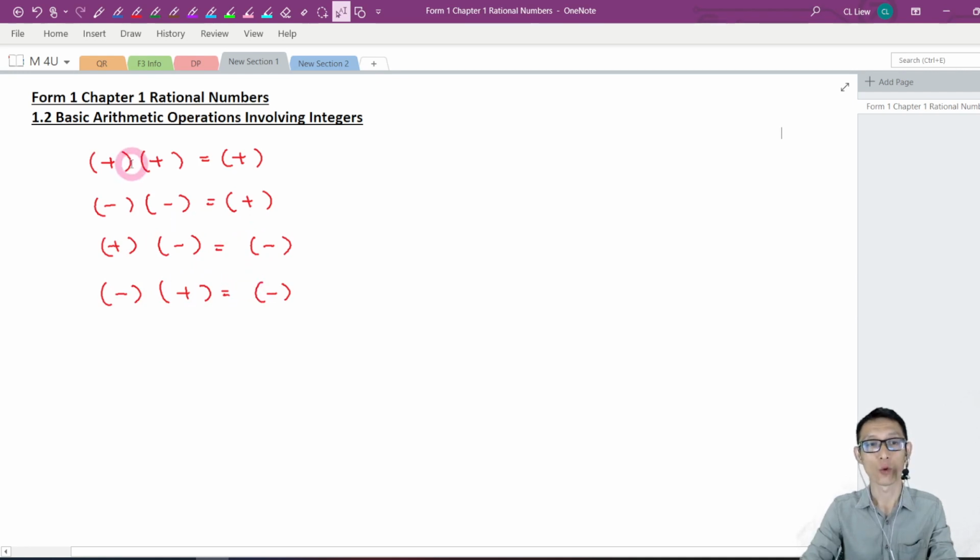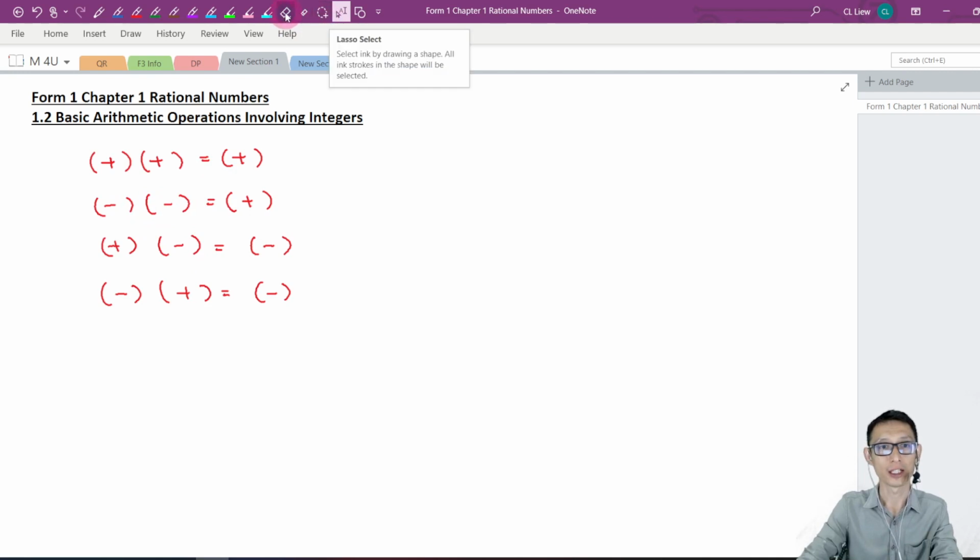In other words, whenever you see two terms having the same sign, positive, positive, or negative, negative, it will generate a positive answer. If the signs of the two terms are different, one is positive and the other one is negative, it will generate a negative answer. Okay, but maybe you are curious why negative will give us positive, right? So you can think this way.